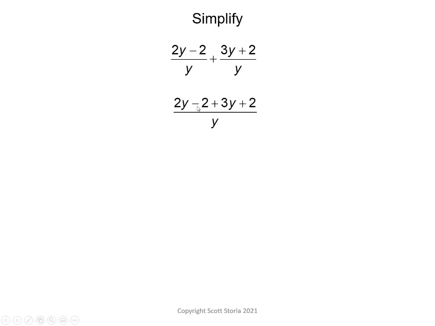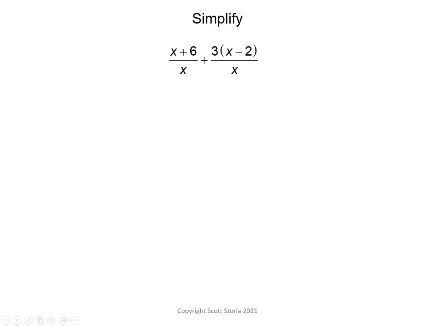First, we're going to add the numerators and keep one common denominator. Now we're going to collect like terms. This is going to give us 5y. This will give us 0. So we'll have 5y over y. Now keep in mind, we think of this as 1 times y. So we're going to reduce the common factors of y. That's going to give us 5 over 1, or just 5.